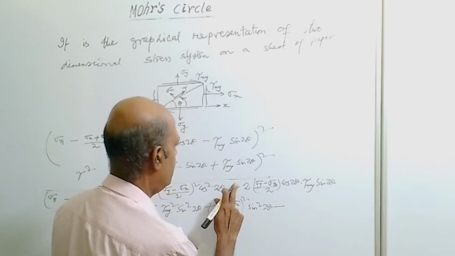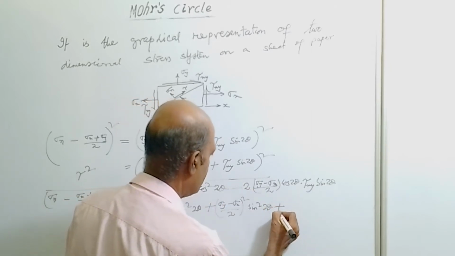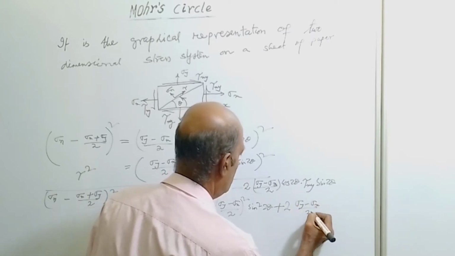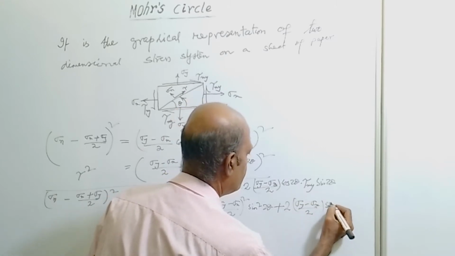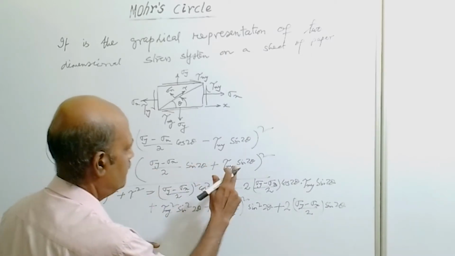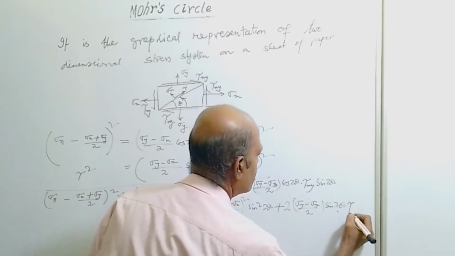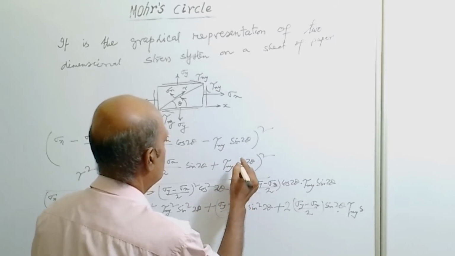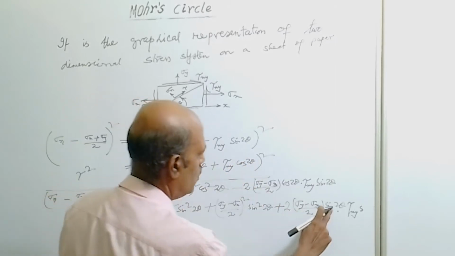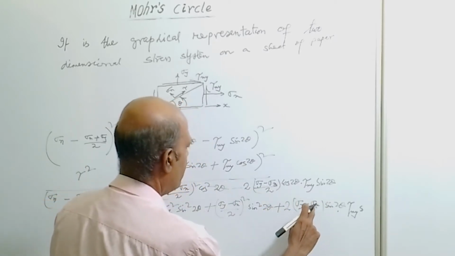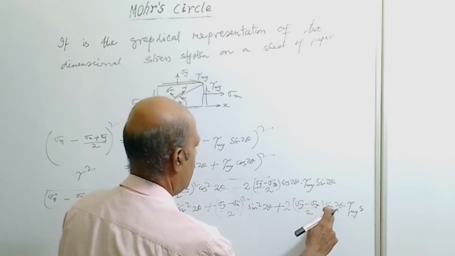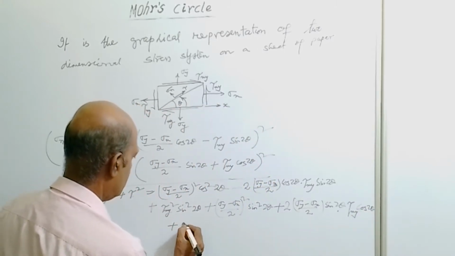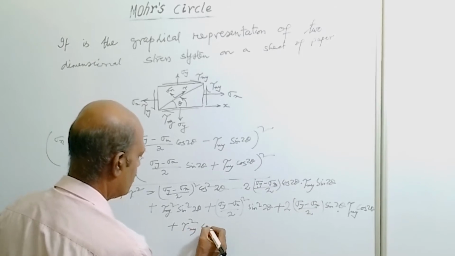plus, so this becomes minus, this becomes minus and this becomes plus 2 into sigma y minus sigma x by 2 sin 2 theta into tau xy cos 2 theta, plus tau square xy cos square 2 theta.